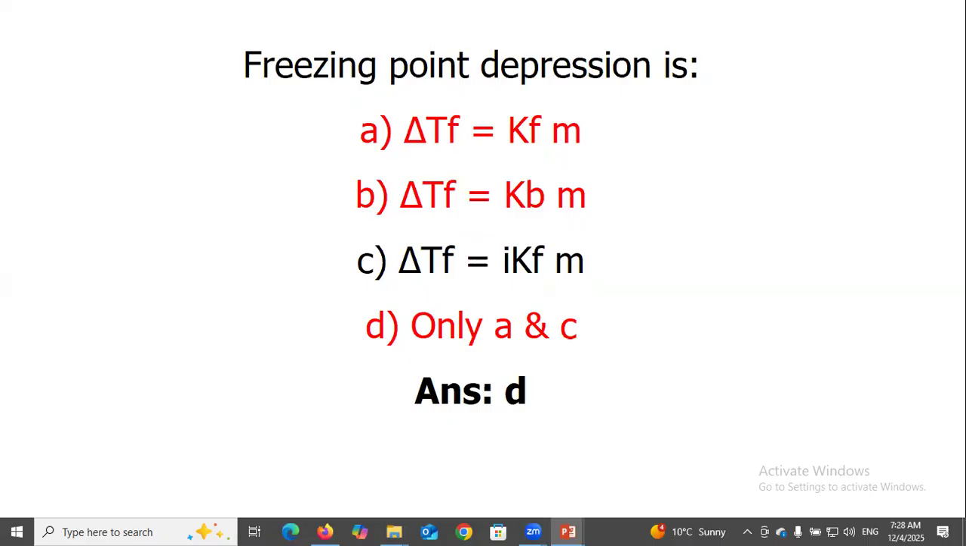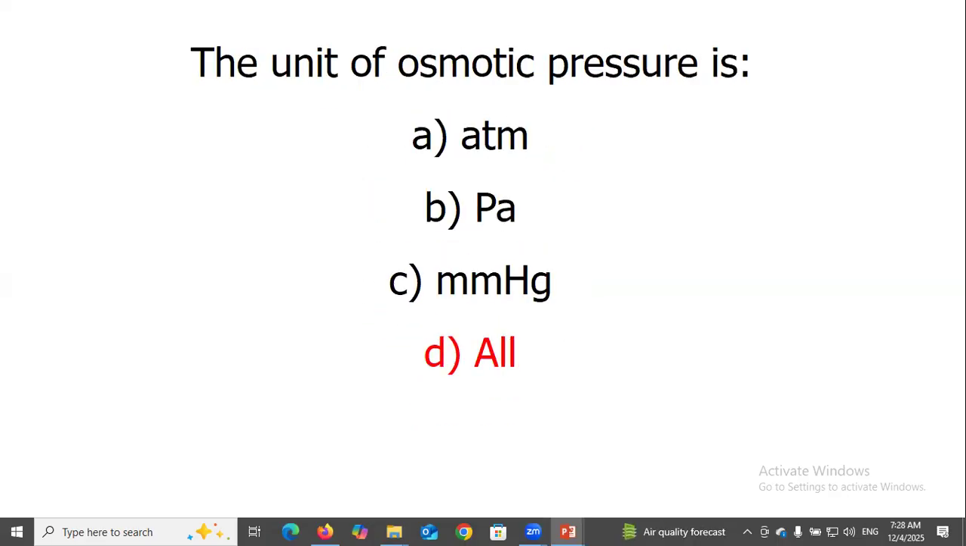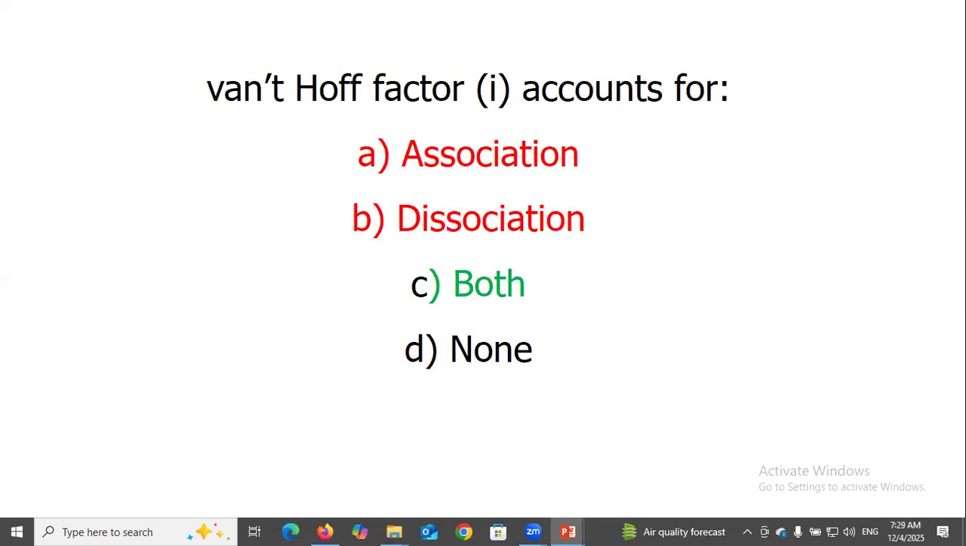Freezing point depression is delta Tf equal to Kf m, or delta Tb equal to Kb m. Both A and C: freezing point depression and boiling point elevation. The unit of osmotic pressure: atmospheric pressure, Pascal, mmHg. Van't Hoff factor accounts for association and dissociation, both A and B.